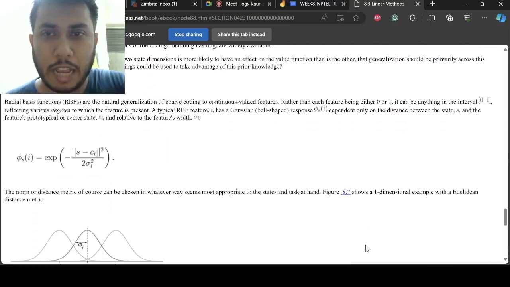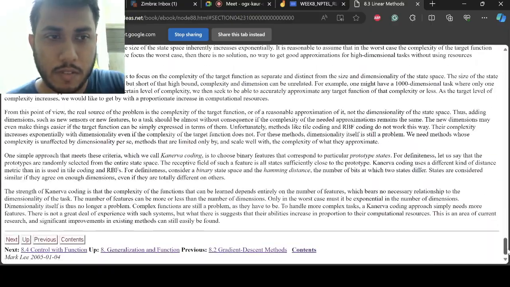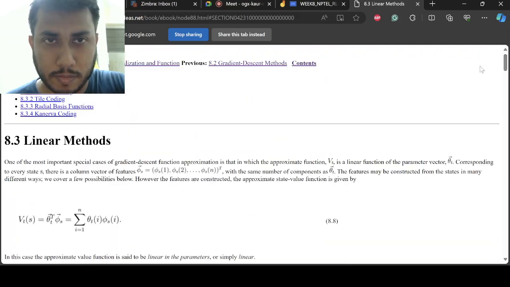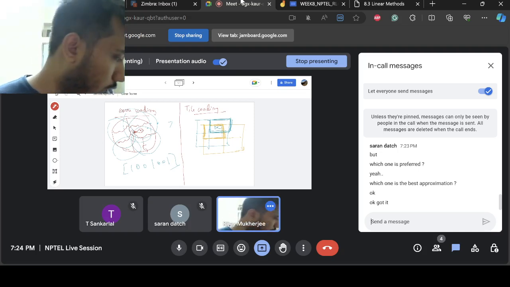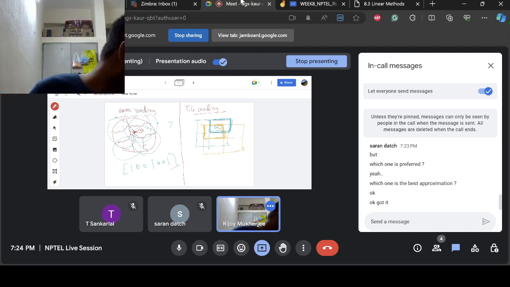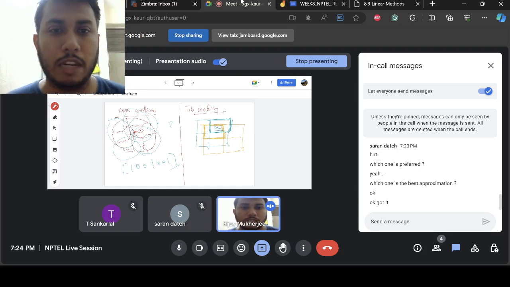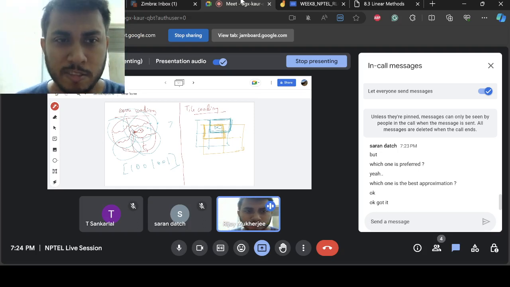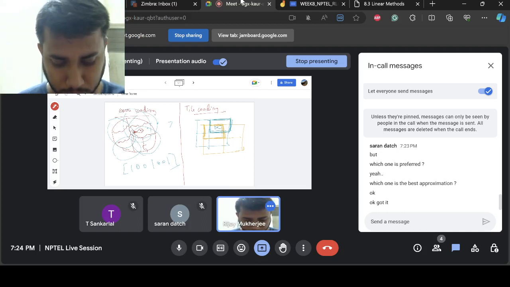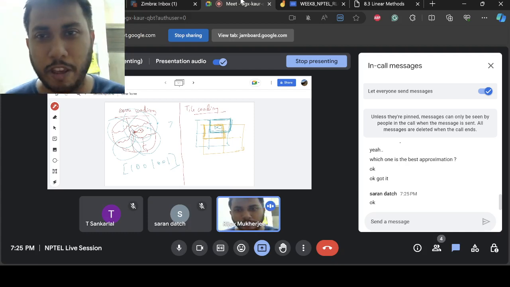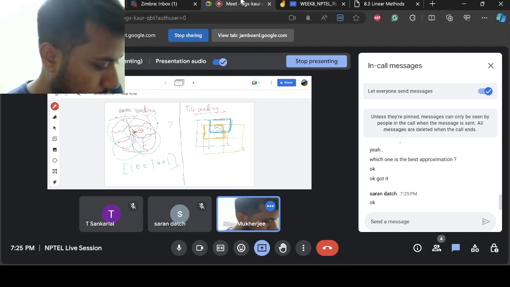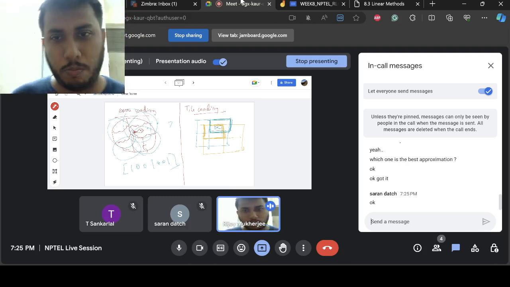But the effect of tiles you can get: if you are using one tile, the error will be much more than when you are using something like 50 tiles. There is this one result in the book. But tile coding is a specific case of coarse coding. Okay, coarse coding is your top.